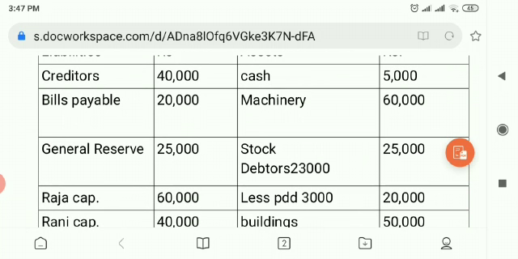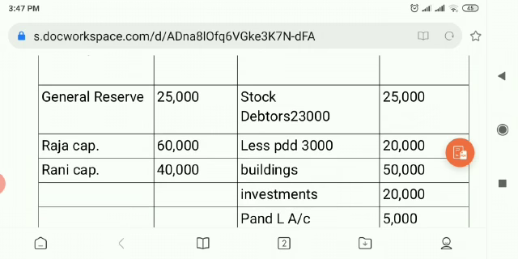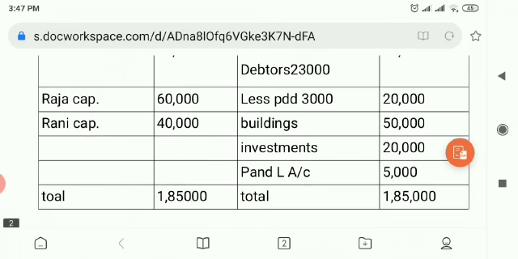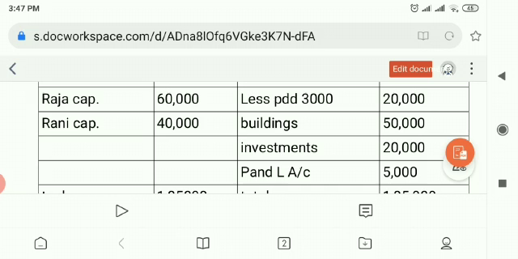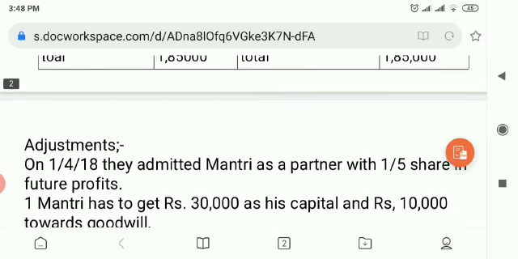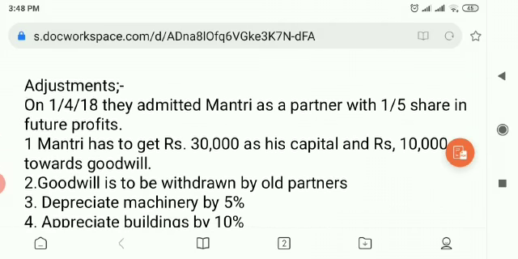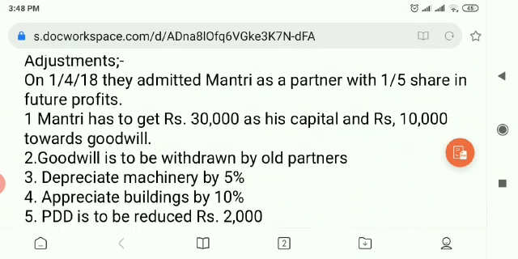Debtors 23,000 less PDD 3,000, outer column 20,000. Buildings 50,000. Investments 20,000. P&L account 5,000. Now the P&L account is given on the asset side. It means it is a loss and it should be distributed among the old partners, and it will come to the debit side of the partners' capital account. Now come to the adjustments.